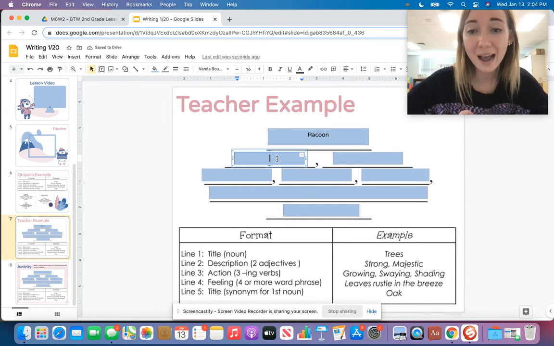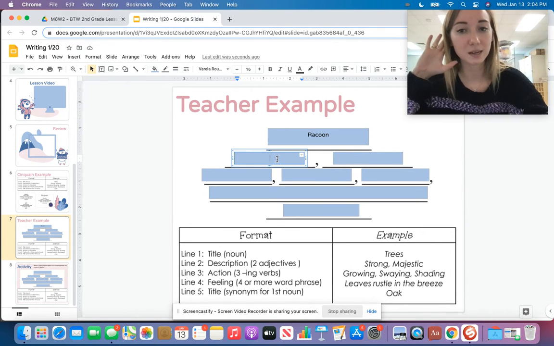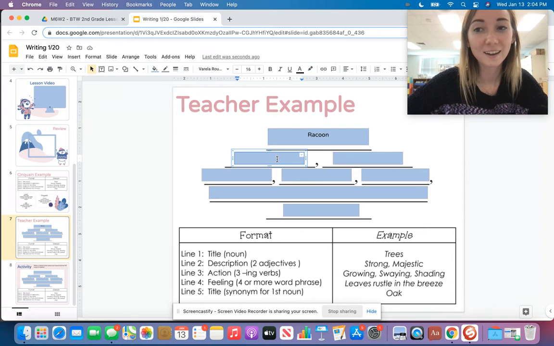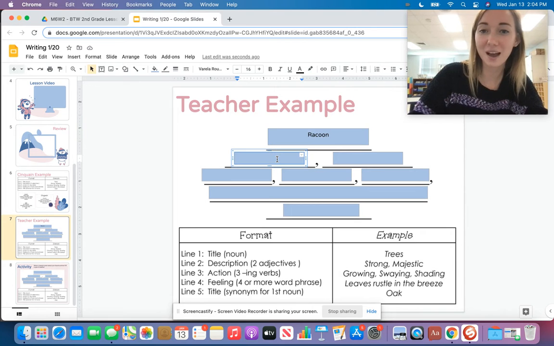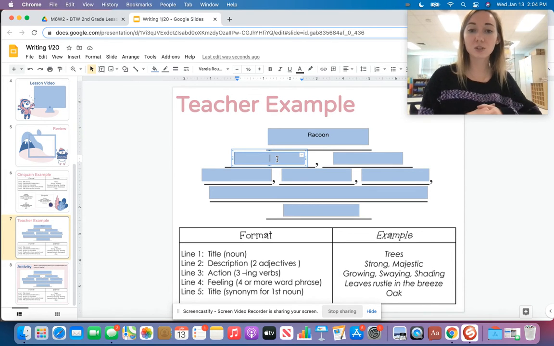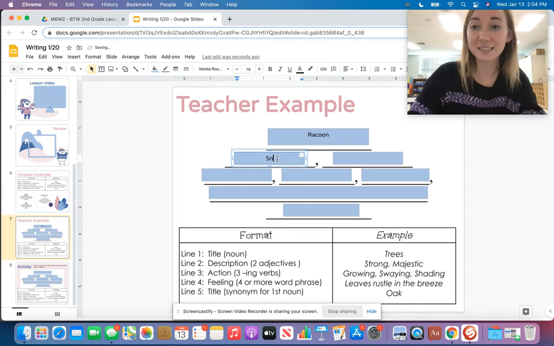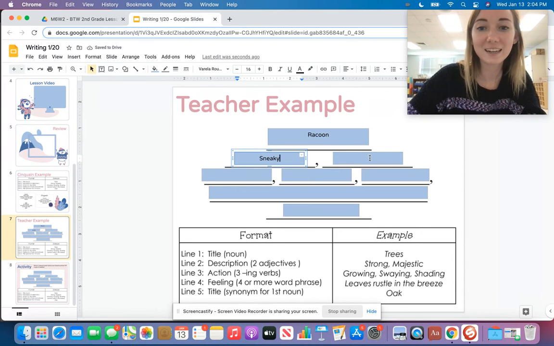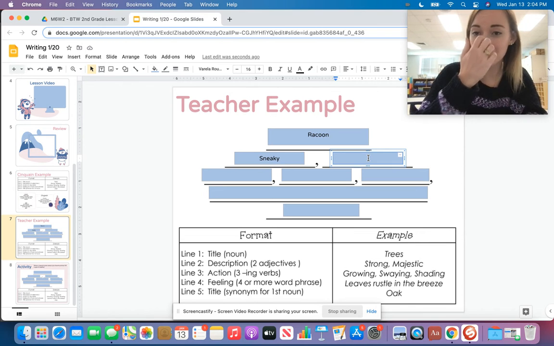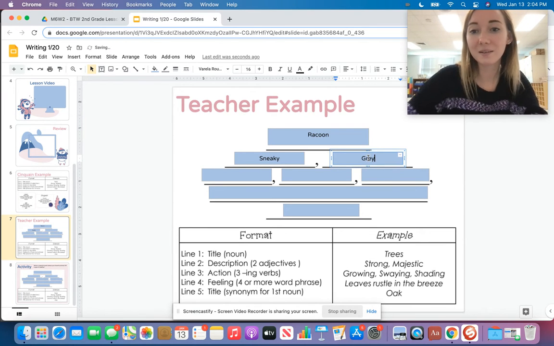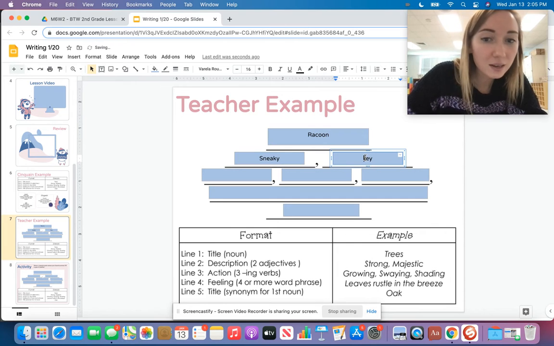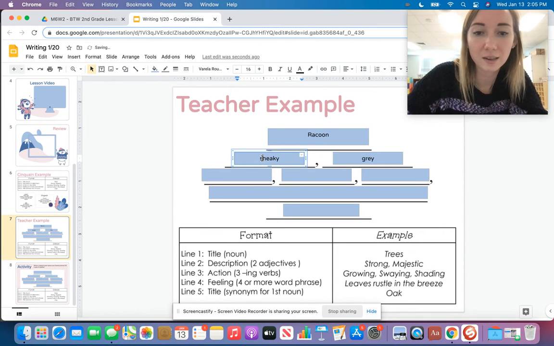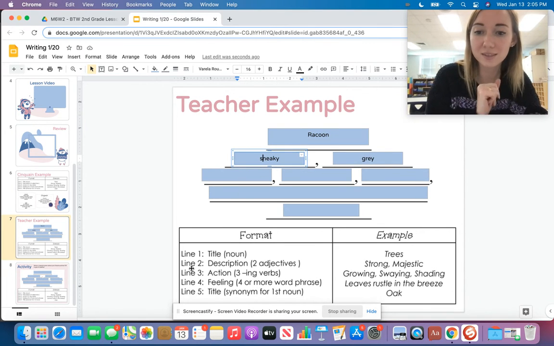What are two adjectives or describing words I could use to describe a raccoon? I want you guys to shout out a few examples. Ooh, thank you guys for participating. I like what you guys are suggesting. I think to describe a raccoon, I would say sneaky. And then I would also say gray, because that's the color of them. And I'm actually going to edit it so that those are lowercase. Raccoon, sneaky, gray. And so that is my two words for the second line.